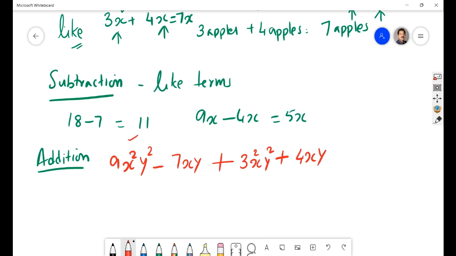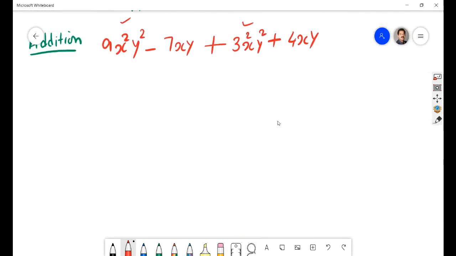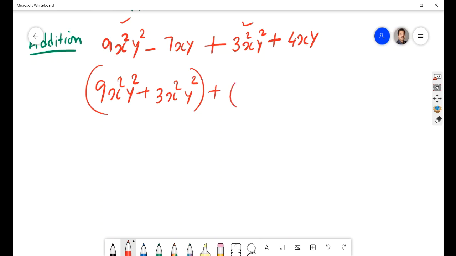Now we are going to add this. We know that we can add the like terms. That means we can simply add 9x square y square with 3x square y square, and you can write it simply as 12x square y square. Correct? And you also know that minus 7xy can be added with plus 4xy, and you can simply write it as minus 3xy. So there are different ways of doing this. One is simply horizontal arrangement, the way I just told you. So I will rearrange it. I will bring this over here like 9x square y square, then I will go for the like term here plus 3x square y square. Then this is one particular set, plus minus 7xy plus 4xy.